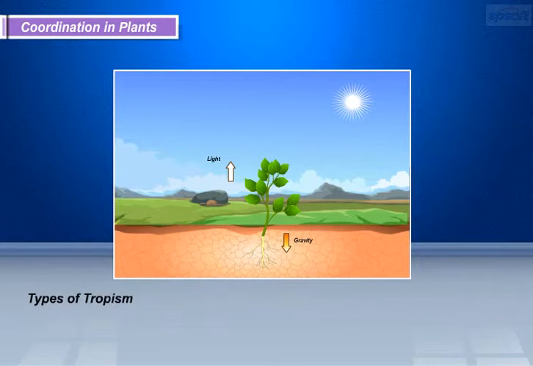Now, let us discuss different types of tropism. Different types of tropism are phototropism, geotropism, chemotropism, hydrotropism, and thigmotropism. Let us discuss each type of tropism.